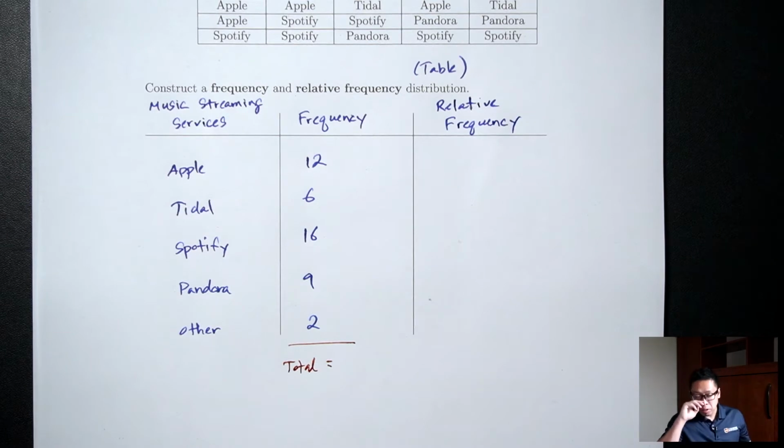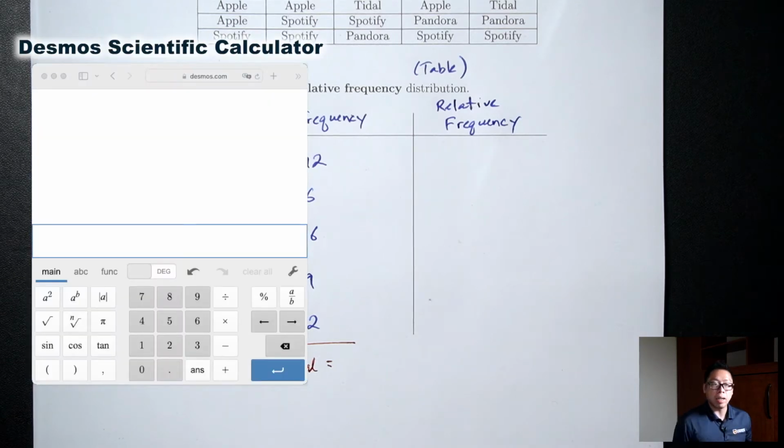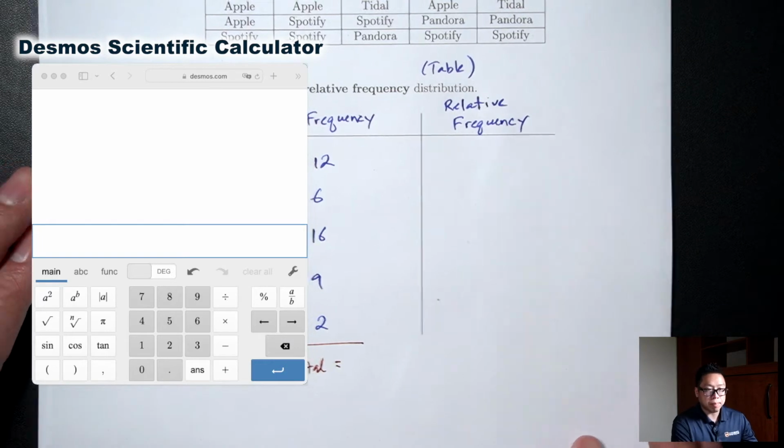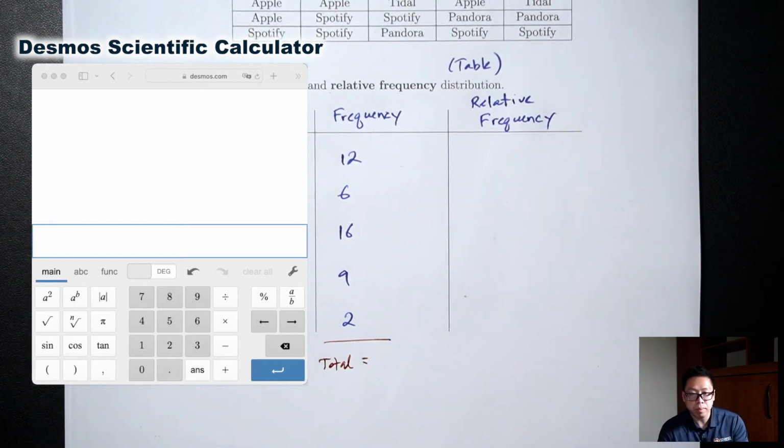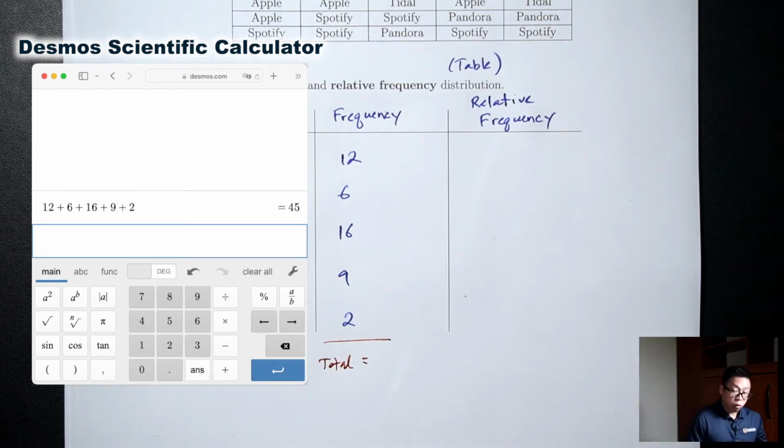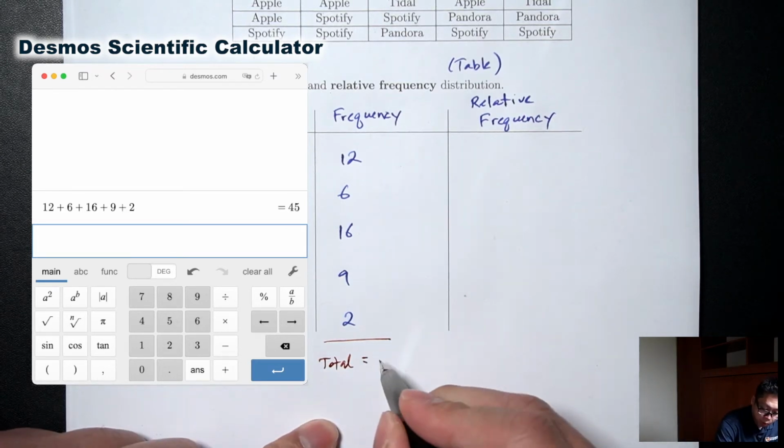You can use any calculator to add this up. The calculator I recommend is called the Desmos Scientific Calculator. It looks like this. I'll include a link to this in the lab. So let's add up our frequencies. 12 plus 6 plus 16 plus 9 plus 2. 45. There's 45 people total in our sample.